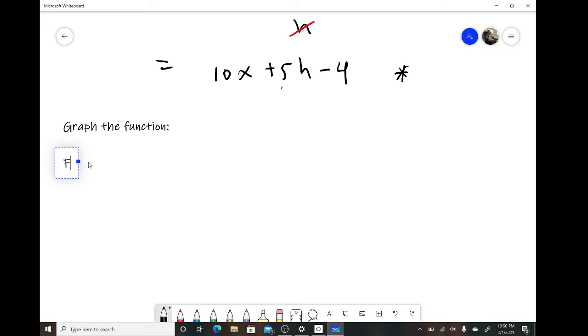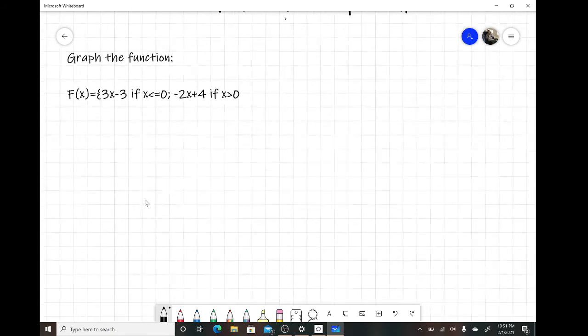We have f of x equals 3x minus 3 if x is less than or equal to 0. And we have that f of x is equal to negative 2x plus 4 if x is strictly bigger than 0. So this is a piecewise defined function.